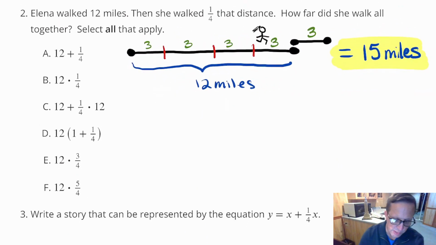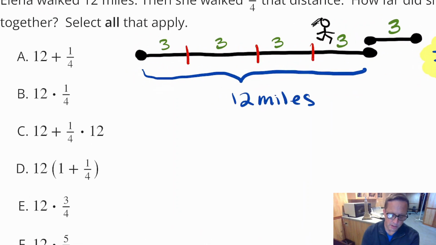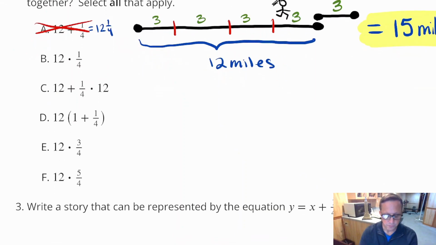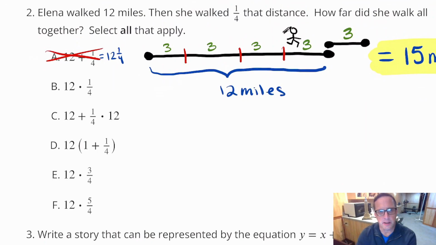Choice A says 12 plus 1/4. Now 12 plus 1/4 is just going to be 12 and 1/4. That's not 15 miles. So get rid of A. That's not one that applies. Now I can see what's going on with B. I can see what they mean, but that doesn't work either, because 12 times 1/4 is going to be 12 over 4, which results in 3, right? So that results in that extra part that she walked after the 12 miles. That can be an easy one to mix up.